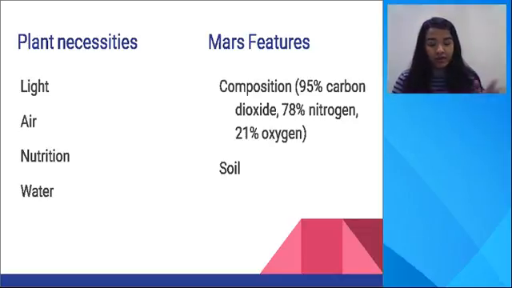So next we would then determine Mars's composition. So we already know that 95% of Mars is carbon dioxide and 78% is nitrogen, while 21% is oxygen. So next we would then determine the soil on both Earth and Mars. According to NASA, they have determined that there are enough nutrients in the soil to create plant growth.